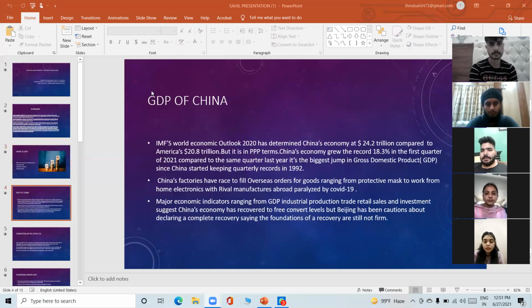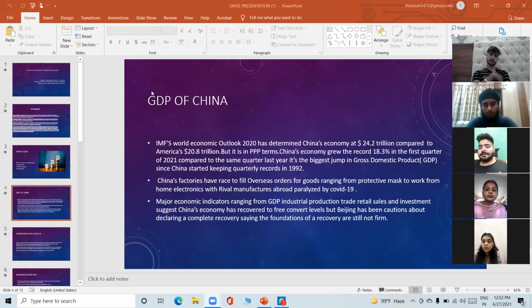GDP of China. The IMF World Economic Outlook 2020 has determined China's economy at $24.2 trillion compared to America's $20.8 trillion, in PPP terms. China's economy grew a record 18.3% in the first quarter of 2021 compared to the same quarter last year. It is the biggest jump in gross domestic product since China started keeping quarterly records in 1992. Chinese factories have raced to fill overseas orders for goods ranging from protective masks to work-from-home electronics, with rival manufacturers abroad paralyzed by COVID-19.